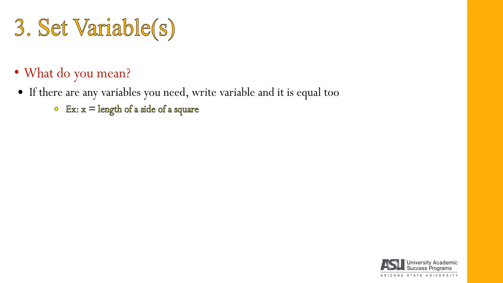Step 3: Set variable or variables. What do you mean? If there are any variables you need, write the variable and what it's equal to. An example is having x equal to the length of a side of a square. You want the variable to represent one thing and not more than one thing. Sometimes, even if I have numbers for a thing, I set a variable and plug the number in after. Why? Because I personally find it easier to keep track of all the information I have.